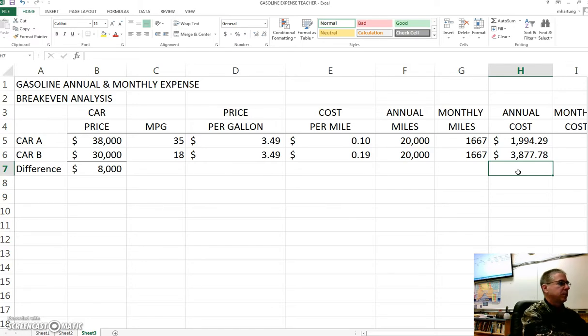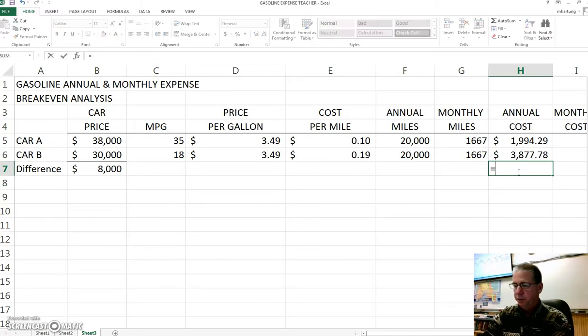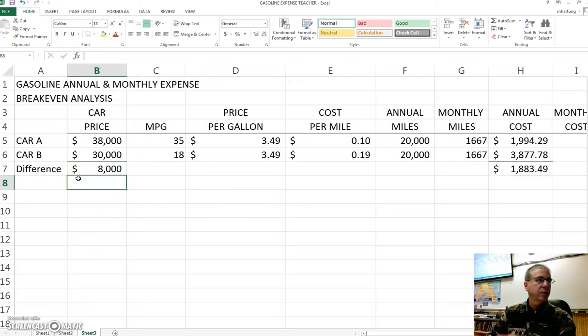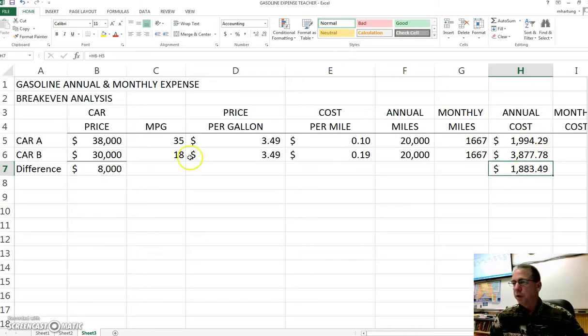Next, let's do the difference in cost for the gasoline between these two cars. So it'll be car B minus car A, because clearly car B costs more than car A. So equals car B minus the annual cost of car A. And how does that number look to you? Get the same numbers? Do I have 3 people with the same numbers? All right, very good.